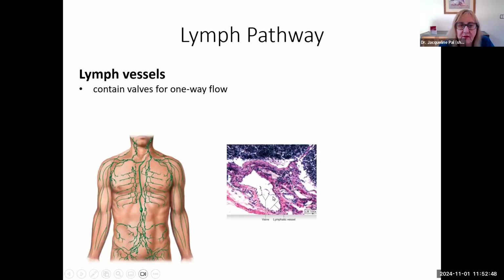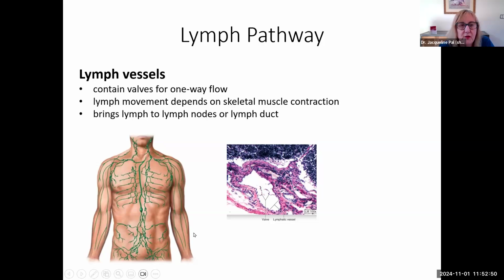They also contain valves for one-way flow. And everywhere the lymph movement is going to depend on the skeletal muscle contraction. So that's very easy to understand in your extremities, and in your trunk, it has to do with the skeletal muscles that are contracting for when you're breathing. And that's causing pressure changes in your thorax and your abdomen. And that's how the lymph is moving in those areas.